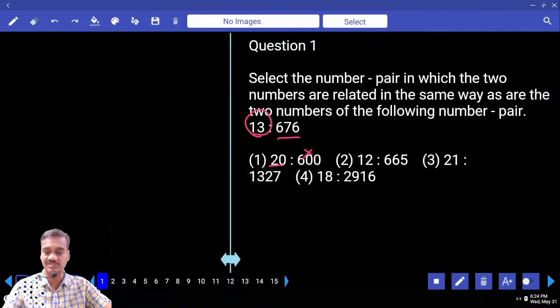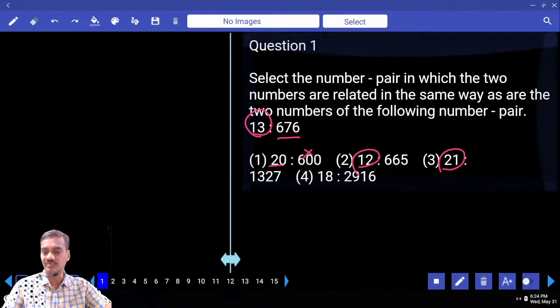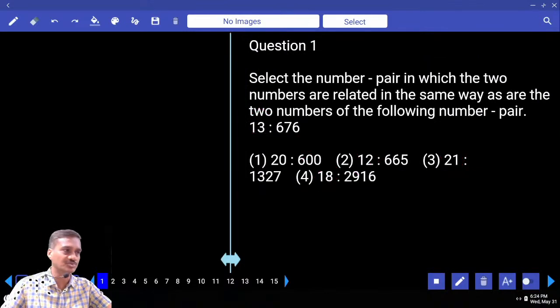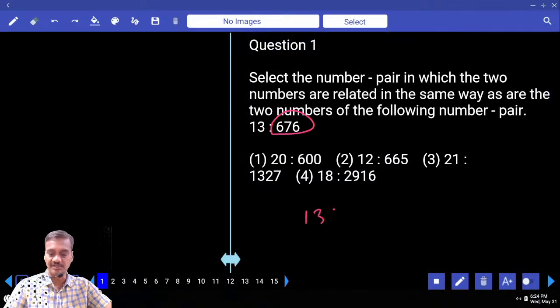40 square is not 600. 12 into 2, 24, and 24 square is not 675. 21 into 2, 42. 18 into 2, 36 square. The answer is not coming, so hence it is ruled out. But when this is multiplied with 13 into 2, then only it can be written as 26 square.